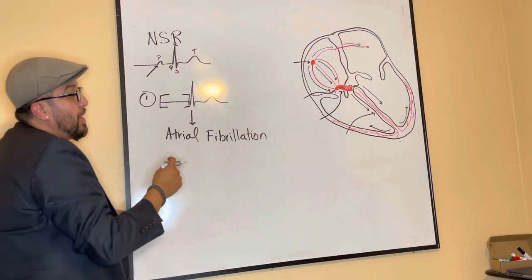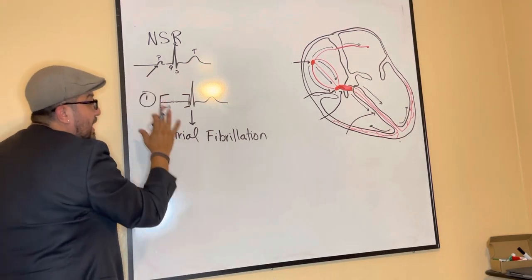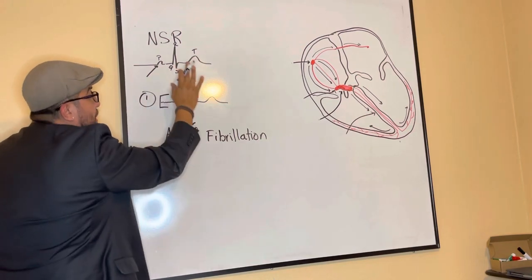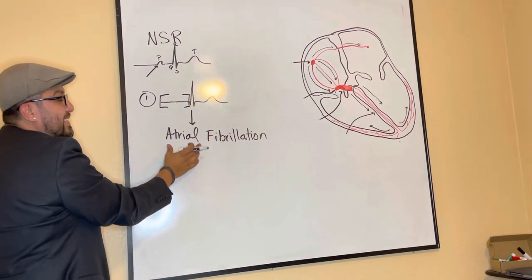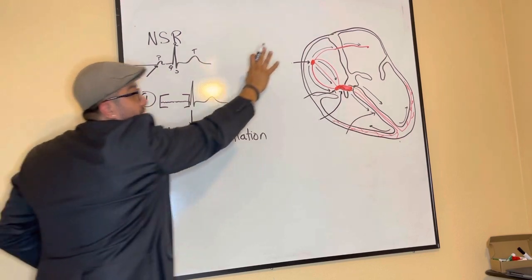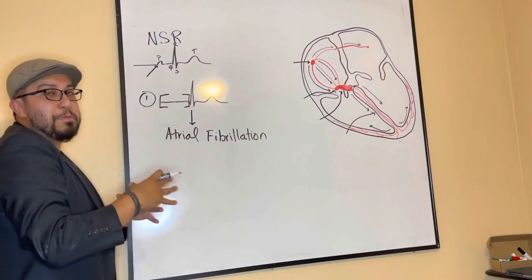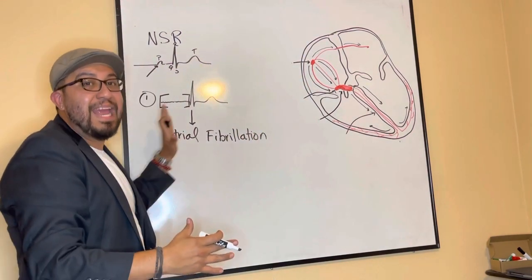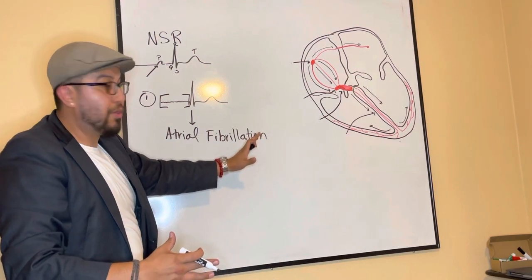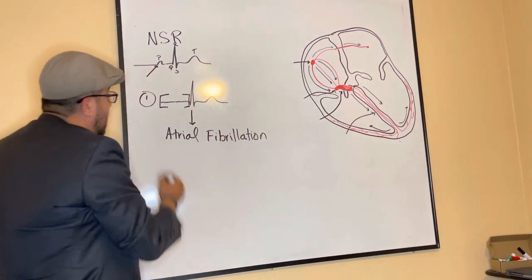But keep in mind that whatever's going on with the atrium is not affecting your QRS and your T wave, because the issue at the P wave, the issue at the atria, the electrical impulse is not great enough to affect anything that happens in the ventricles or the QRS and T wave. We have another one.